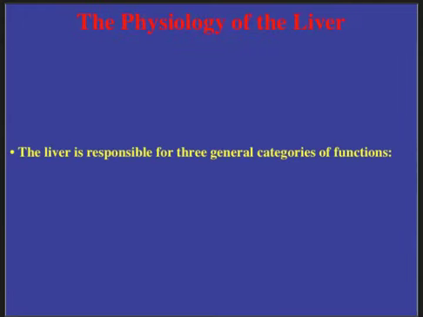The liver is responsible for three categories of physiological function: metabolic regulation, hematological regulation, which is the control of blood chemistry, and bile production.